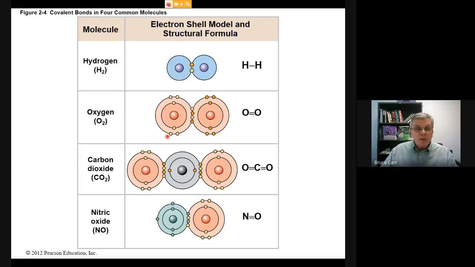Oxygen is the same thing because this outer ring, you'll notice the light yellow, there are 6 of them, and the darker orange, there are 6. So there are 2 spaces for more electrons in these outer rings. But if you share 2 electrons from each atom, then these outer rings each act as if they have 8 electrons, and oxygen gas is a stable molecule from covalent bonding.